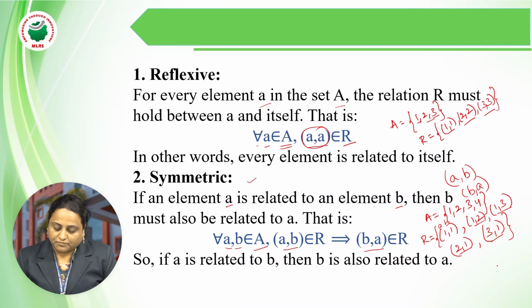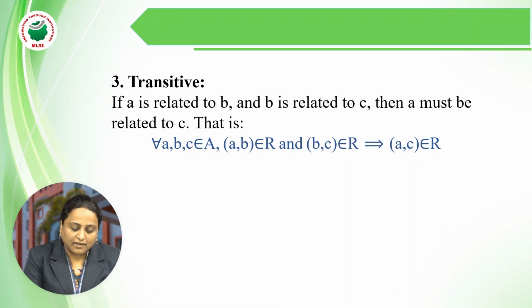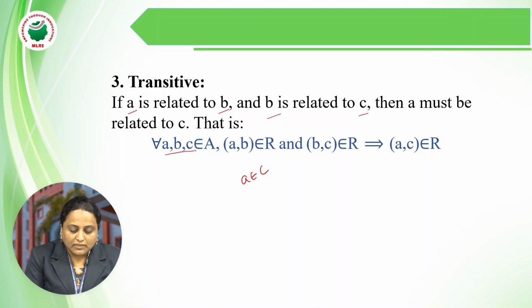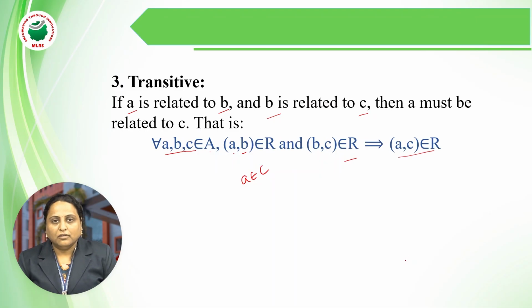Coming to the next one, transitive. When do you call a relation transitive? Let us consider that an element A is related to B and B is related to C, then there must be a pair where A is related to C. Here all three elements A, B, C belong to the given set A. If you have (A,B) belonging to the relation R and (B,C) belonging to R, then there must exist (A,C) that belongs to R.